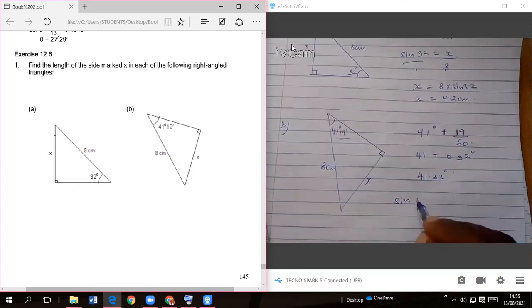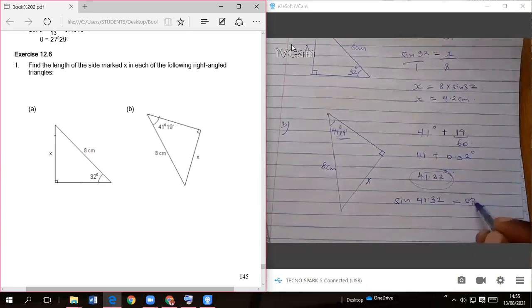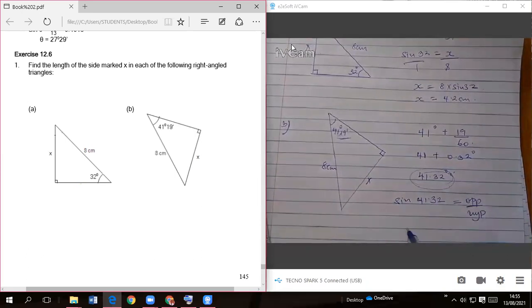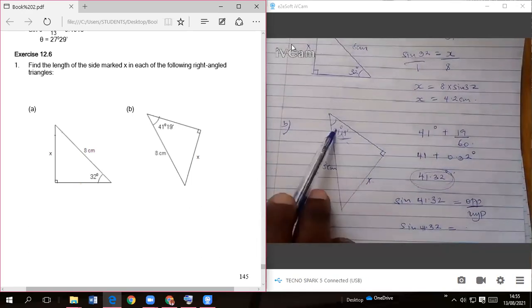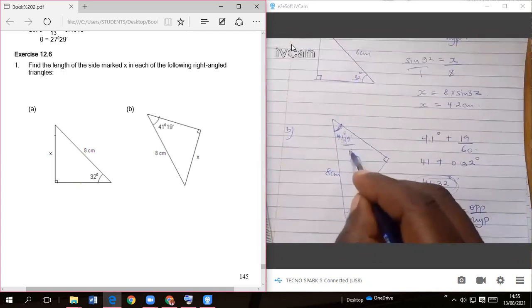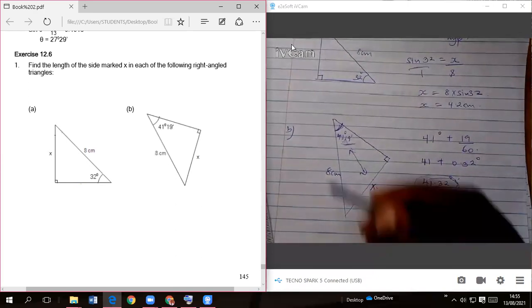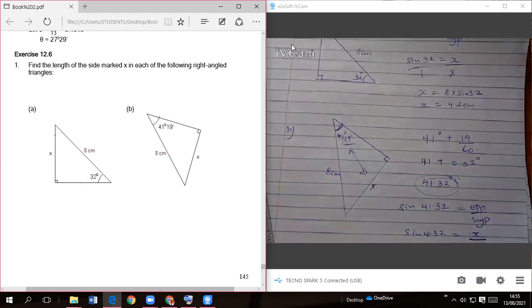Sine of 41.32. Then 41.32 was this angle which is here, is equal to the opposite over the hypotenuse. So sine of 41.32 equals to the opposite. So the opposite of this angle, if you look at here, the side that is opposite to this angle is x. So they are facing each other. They are opposite one another. So it is x out of the hypotenuse, which is 8.